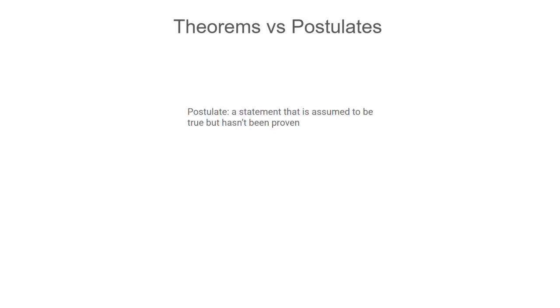A postulate is a type of statement, like a theorem, but the difference is that a postulate hasn't been proven yet. It is just something you must accept to be true. On the other hand, a theorem is a statement that has been rigorously proven using other theorems or postulates.